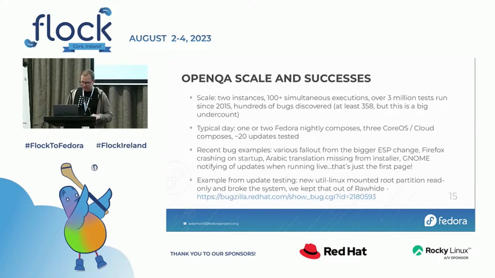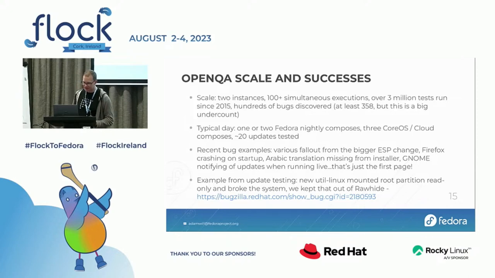And just to give some numbers, it's getting pretty big, this thing that started out as a tiny little skunkworks project under a desk. We have two instances now, a prod and a staging instance. Across the two, we have over 100 simultaneous test executions, and we've run over 3 million tests since 2015, so that's kind of a lot. It has discovered hundreds of bugs. I tried to get a precise number, but it's hard because often we report the bug upstream. Sometimes I just fix the bug and never file an issue. But there's at least 358 bugs tagged in Bugzilla as having been found by OpenQA. And there's a lot more in upstream trackers and things like that. So that's a lot of bugs.